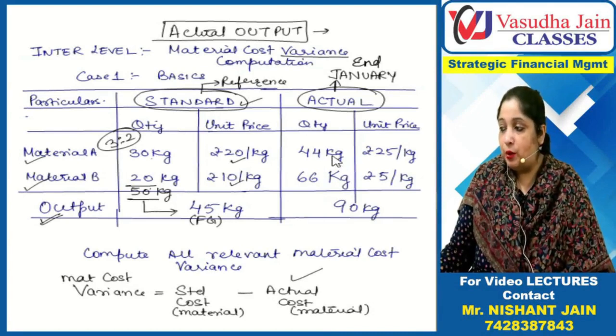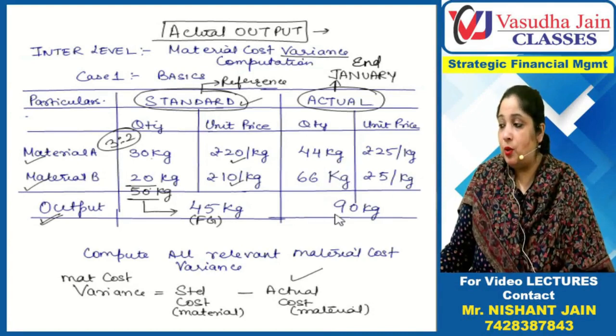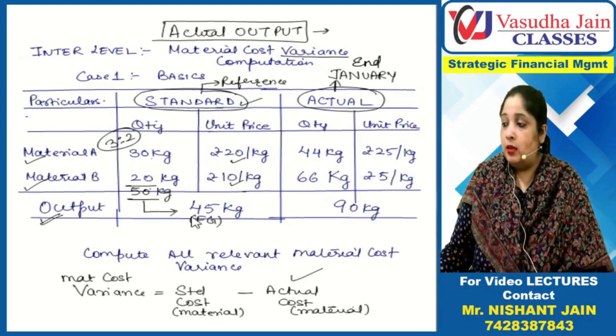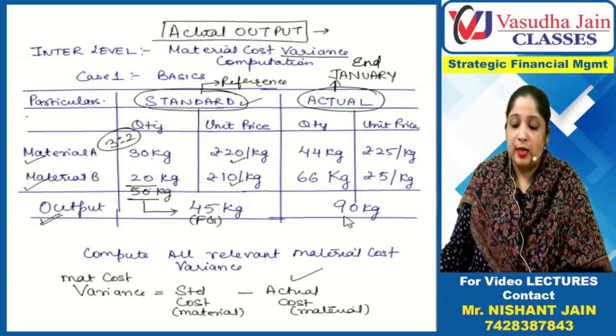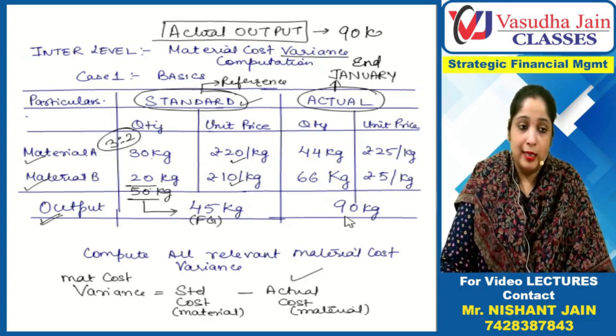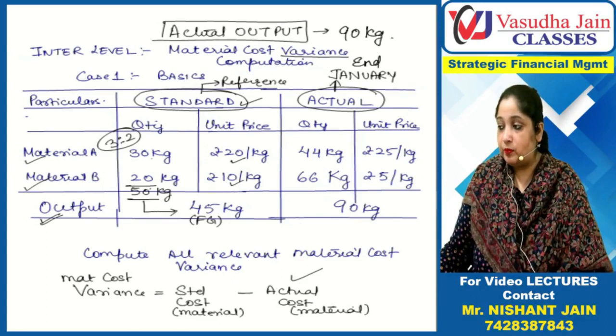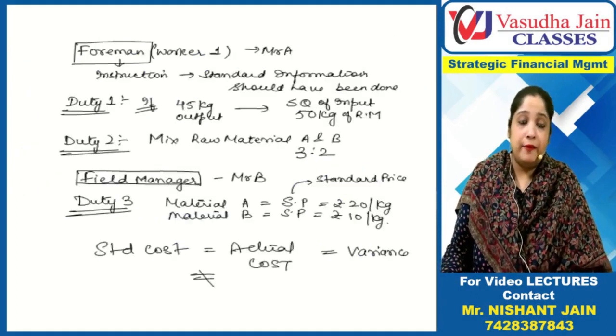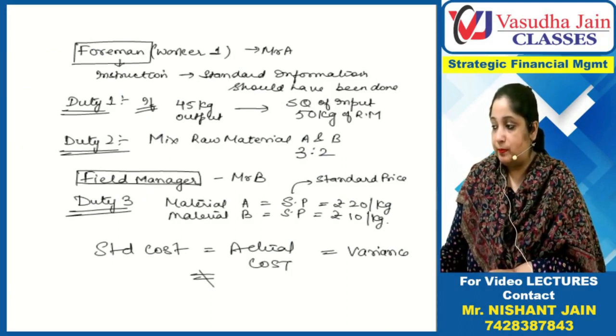This is the information given to you. For your reference, I'm telling you that the actual output they have produced is 90 kg, which is nothing wrong in it. This was only a reference. Actual output is 90 kg, so the whole discussion will be on 90 kg. So let's start talking to the foreman and the field manager on a fresh page.